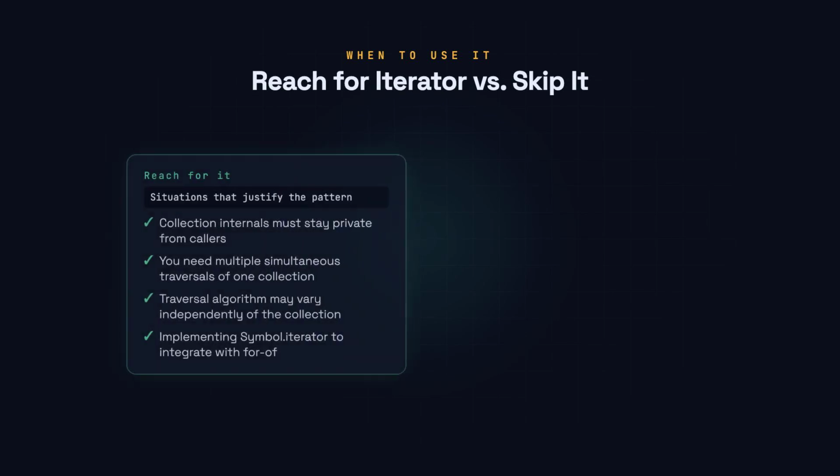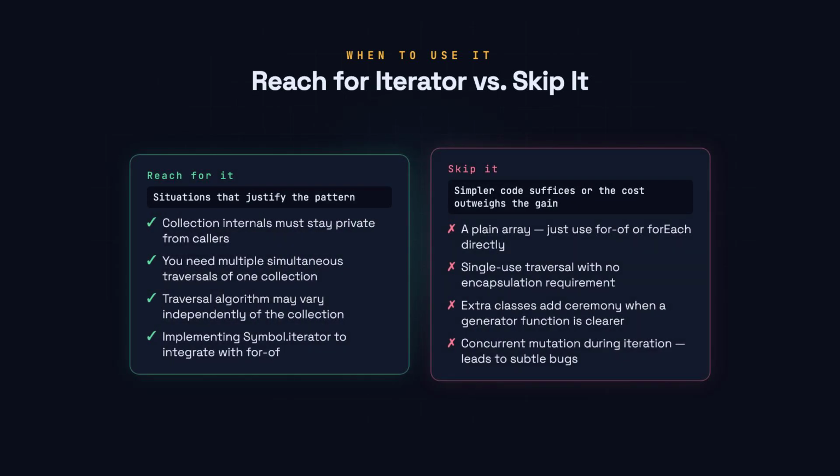Reach for the iterator pattern when you want to hide a data structure's internals, when you need 2 or more traversals running in parallel, or when you are wiring a custom collection into TypeScript's for-of loop via Symbol.iterator. Skip it when you are just looping over a plain array. The built-in methods are already correct. Also be cautious, if the collection can be mutated while the iterator is active, you will need invalidation logic, and at that point, a simpler design may serve you better.